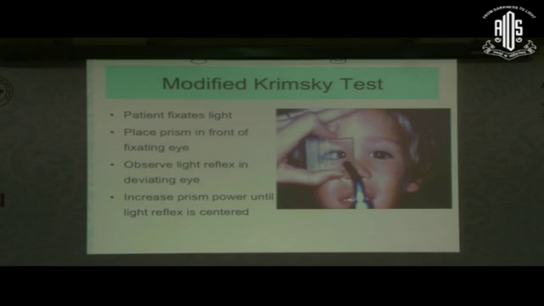But what you really can do is improve upon the Hirschberg with a prism, which is called the modified Krimsky test. And you put the prism in front of which eye? On the fixing eye, on the good eye. Both these techniques are used in sensory squints, where vision is poor in one eye, because to do a cover test, you need good vision in both eyes. If the vision is less in one eye, you have to use either Hirschberg or a modified Krimsky. Everybody clear? Right.